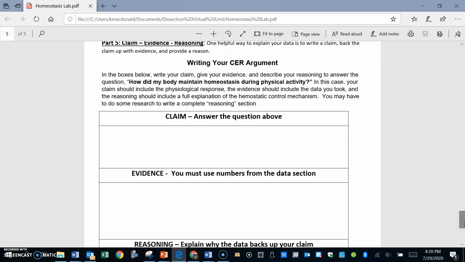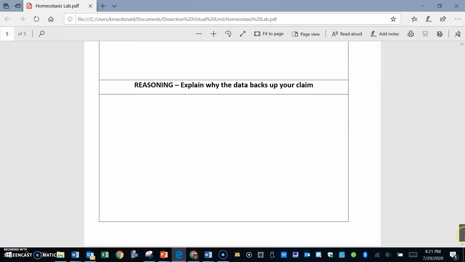How did my body maintain homeostasis during physical activity is the question. In this case, your claim should include the physiological response. The evidence should include the data you took. And the reasoning should include a full explanation of the homeostatic control mechanism. You may need to do some research to complete the reasoning section, and that is completely fine. And again, if you have questions, you should talk to your teacher.